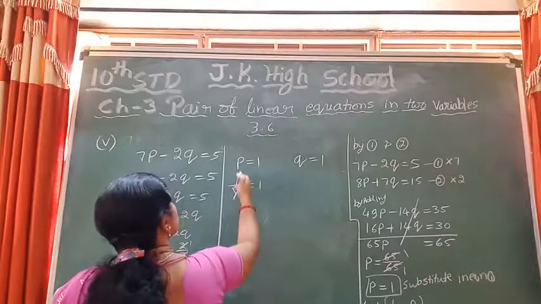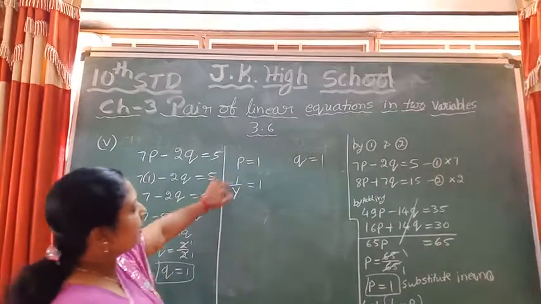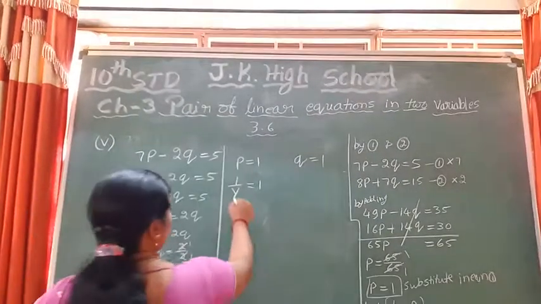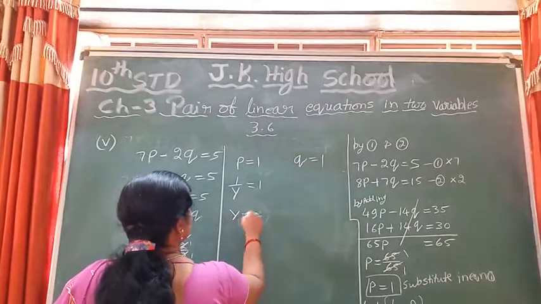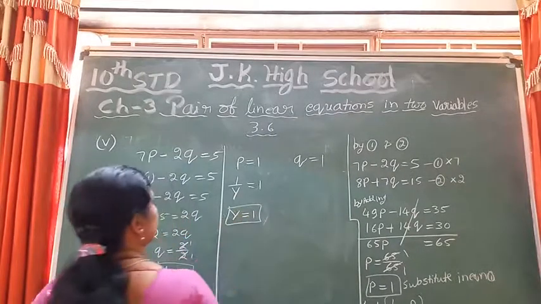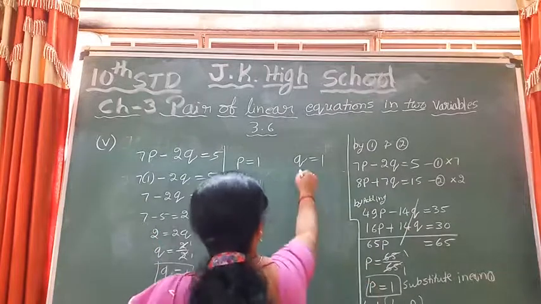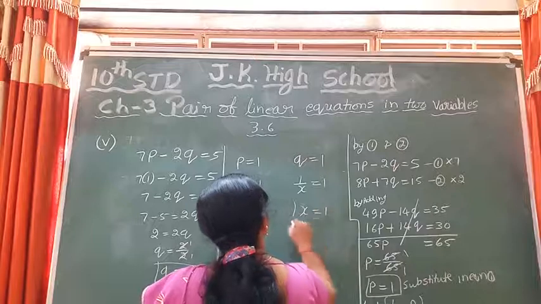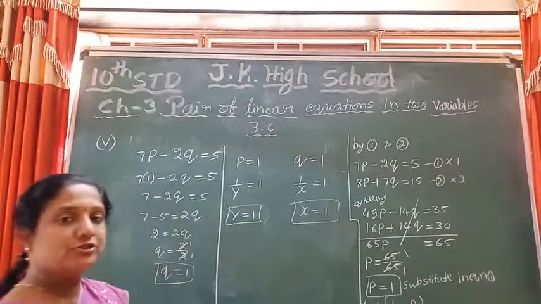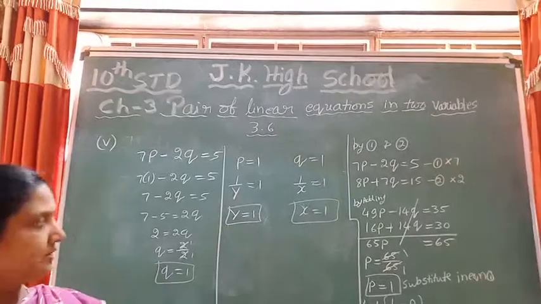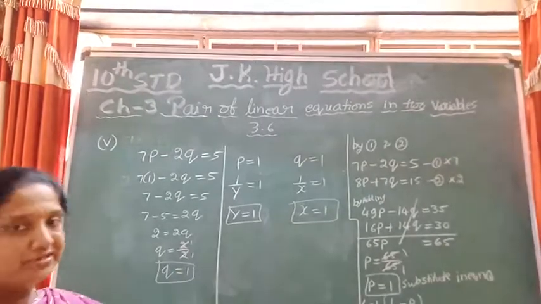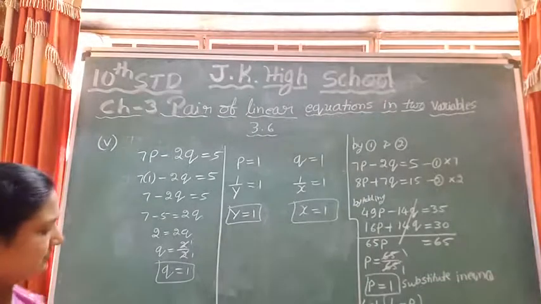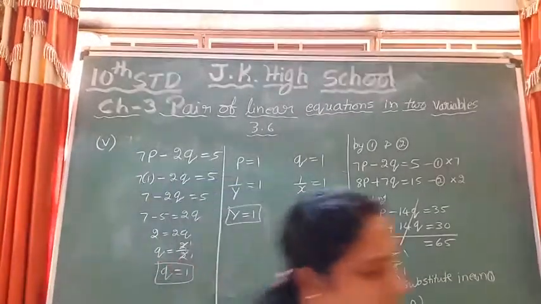P value 1 means, p we have taken as 1 by y, so in place of p I can write 1 by y now. If I cross multiply, I am going to get the y value as 1. And for the q value, let 1 by x be q we have taken, so the x value is also 1. So in this form, we had to reduce to the standard form of equations in two variables, then find the two variable values, that is x and y. This is the way of finding the variable values. Children, copy down now.